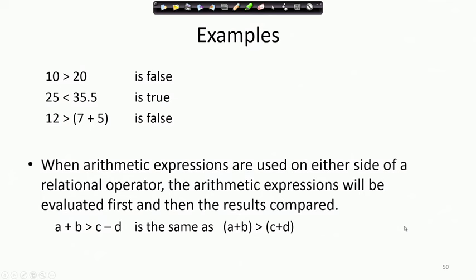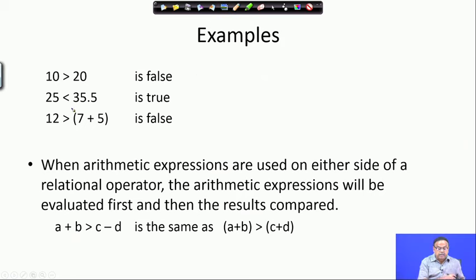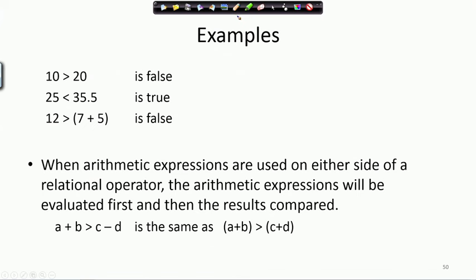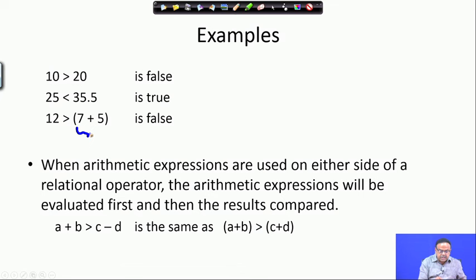Now, here are some other examples. I have already given you enough examples. 10 greater than 20, true or false? It is false. 25 less than 35.5, yes, it is true. 12 greater than 7 plus 5. Now, here, if one of the operands is an expression that will first be evaluated, so the arithmetic operators and the expression have higher priority over relational operators. So, here what will happen? 7 plus 5 will be first computed. So, that is 12. Is 12 greater than 12? No. So, it is false.